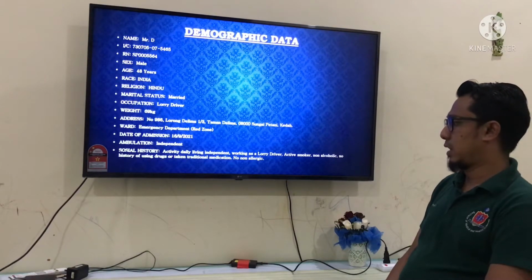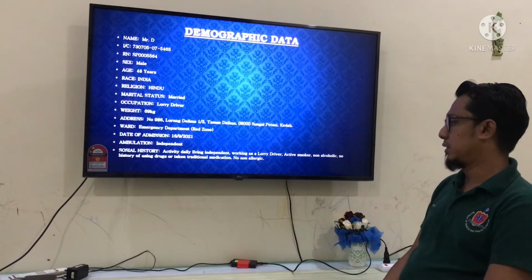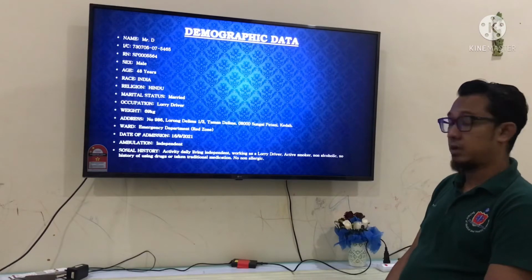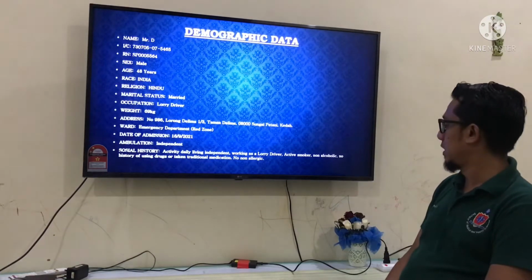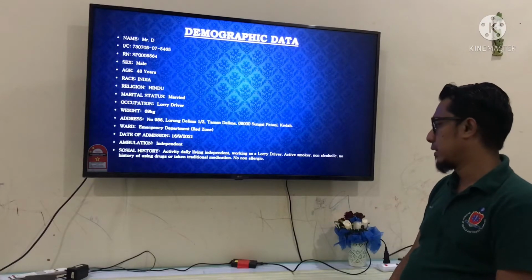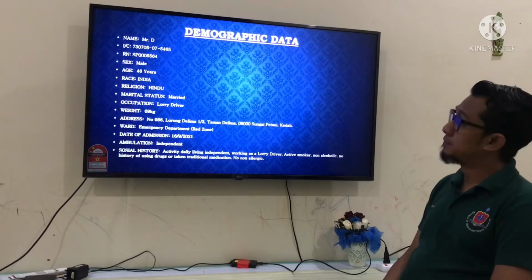Ambulation independent. Dia punya social history, activity of daily living independent, working as a lorry driver. Dia seorang perokok, active smoker, dan non-alcoholic. No history of using drugs or taken traditional medication, and no known allergy.